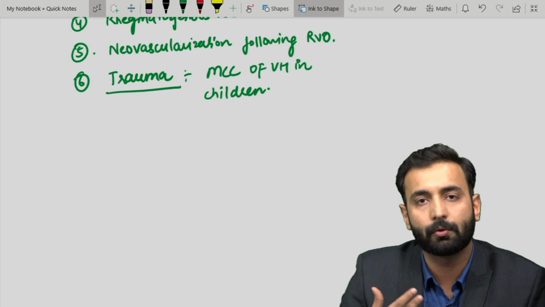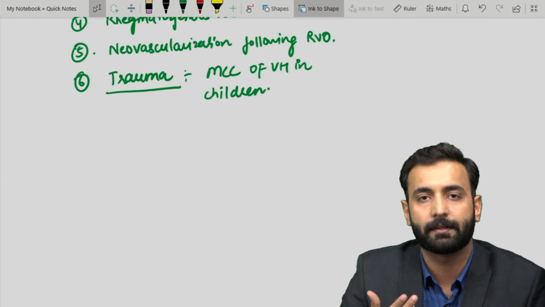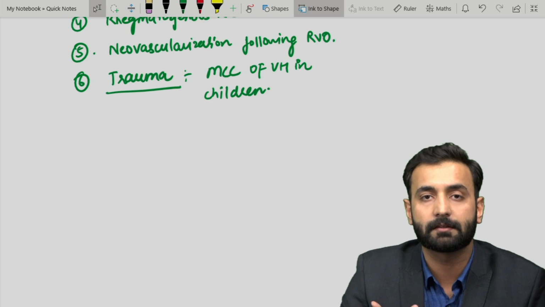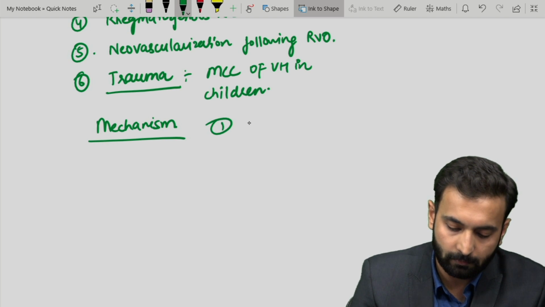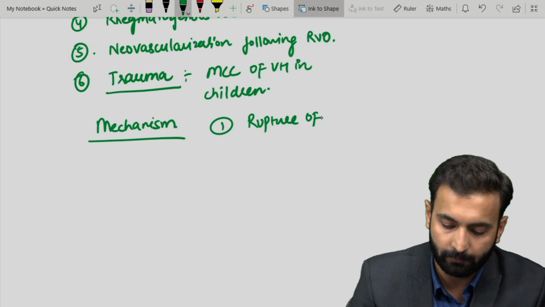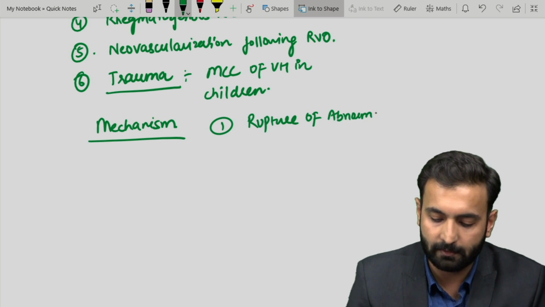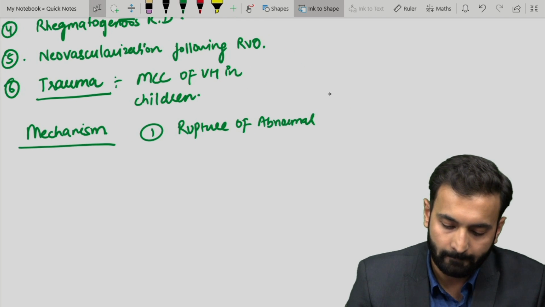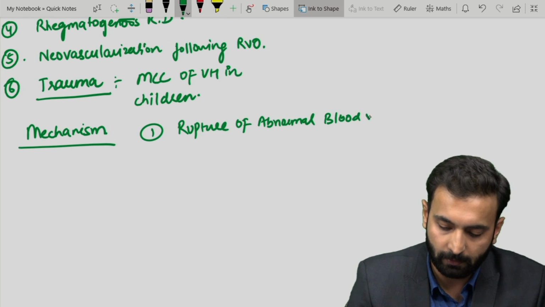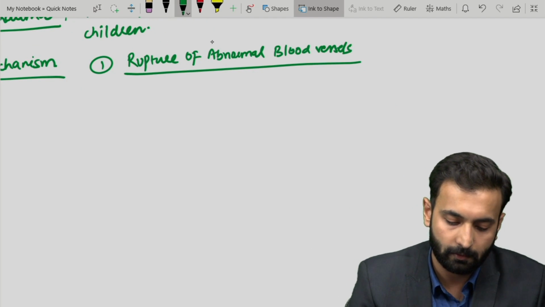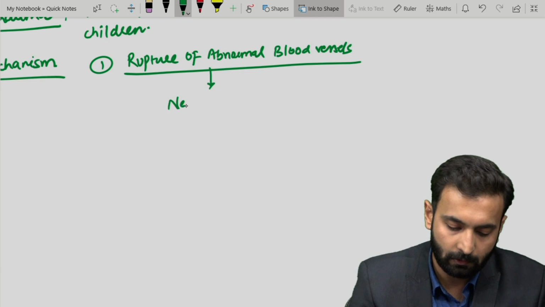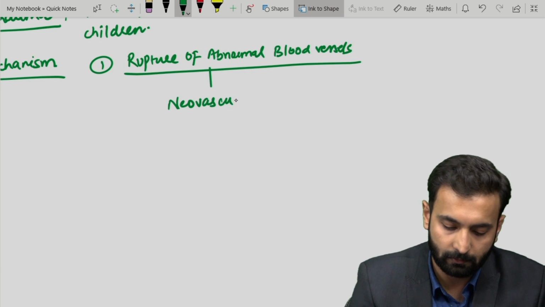So what else you should know in vitreous hemorrhage is the mechanism of vitreous hemorrhage, from where the bleeding is coming. So write down the mechanism. There is bleeding due to rupture of abnormal blood vessels. From where these abnormal blood vessels are coming, these are seen due to neovascularization.